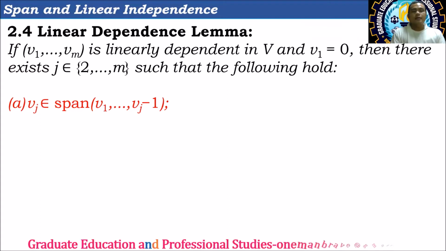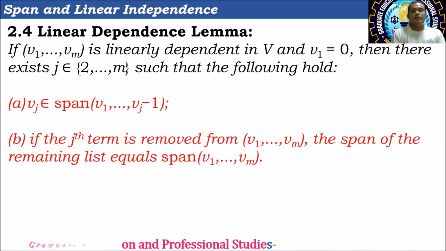First, vj is an element of the span of v1 to vj minus 1. Second, if the jth term is removed from v1 to vm, the span of the remaining list is equal to the span of v1 to vm.